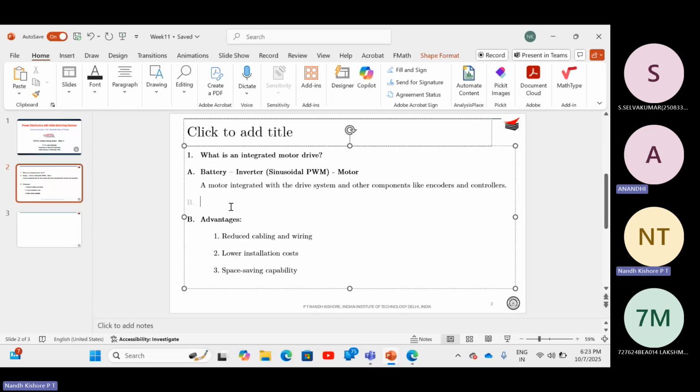I'm not supposed to directly share the PDF over here, so I thought this is a good way to go through the problems one by one. So this particular thing was one problem: what is an integrated motor drive? There are three other options.